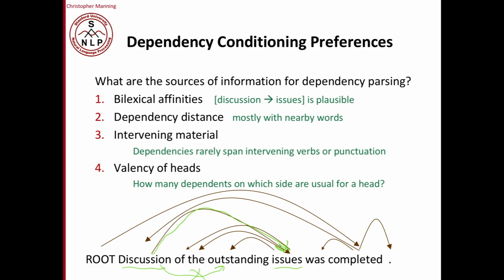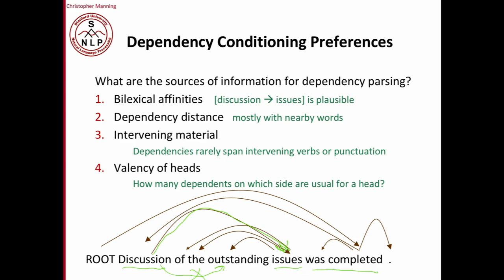There's a question of how far apart words are. Most dependencies are fairly short distance, though not all of them are. There's a question of what's in between. If there's a semicolon in between, there probably isn't a dependency across it. And the other issue is how many arguments things take.